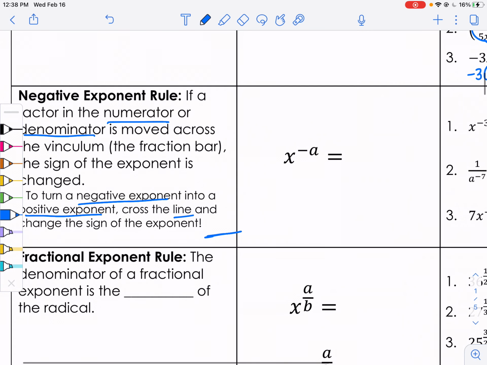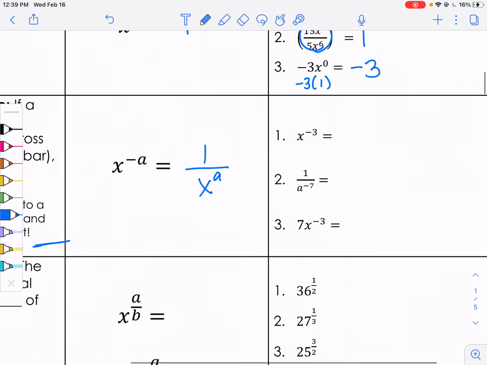So in this case, we see that this is like over 1, right? In order to make the exponent positive, we need to move it to the bottom of the fraction. So it becomes 1 over x to the power of a. So we see how that plays out here. If we have a -3, it becomes 1 over x to the 3rd.